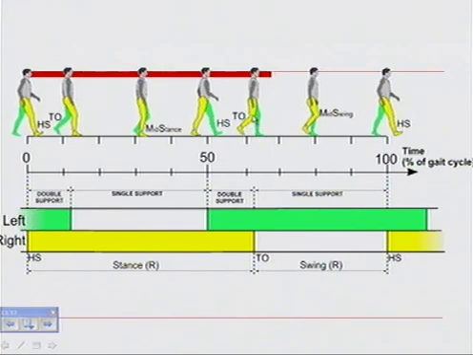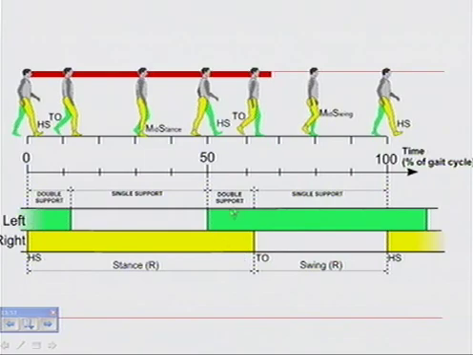Then, as you go to toe off, this is where you've gone past mid stance and now your toe is about to leave the ground. The other limb is now supporting most of the weight, and it's the beginning of swing phase. So we go from toe off into mid swing or swing phase, and then we go right back to heel strike. And that's kind of the gait cycle: heel strike, mid stance, toe off, mid swing, and heel strike.